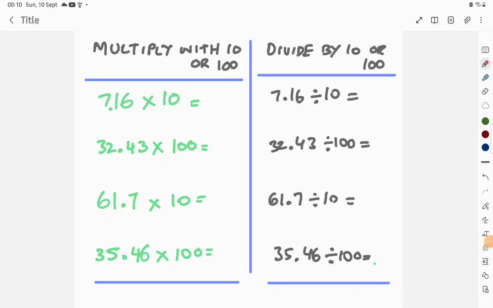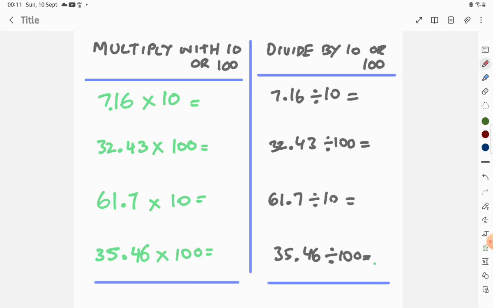Okay, so in this video, we're going to see how to multiply a decimal number with 10 or 100. This is going to be a simple method through which you can calculate what the answer is going to be. And similarly, what happens when we divide by 10 or 100? Again, this is going to be a simple way to calculate what the answer is going to be.